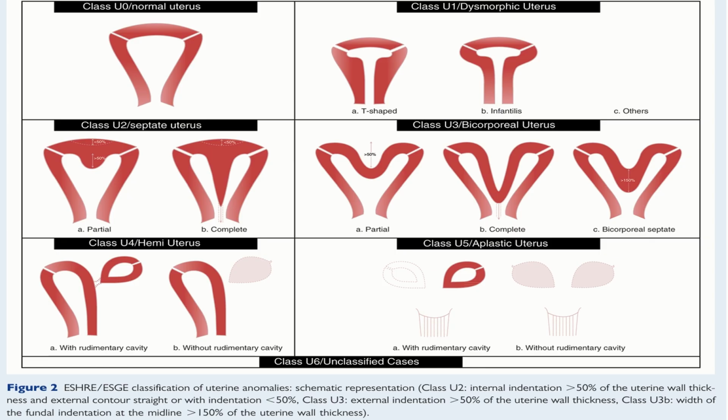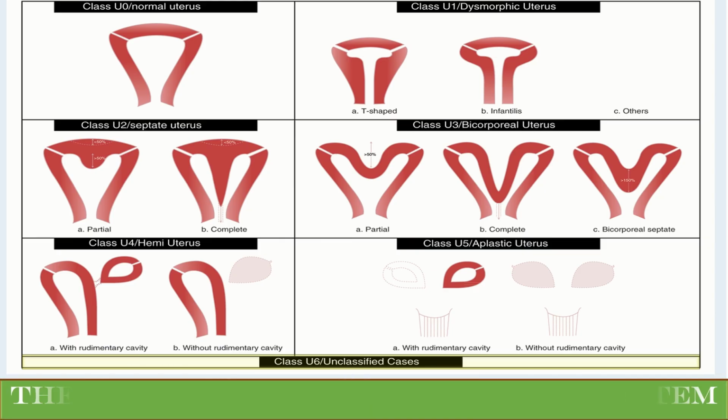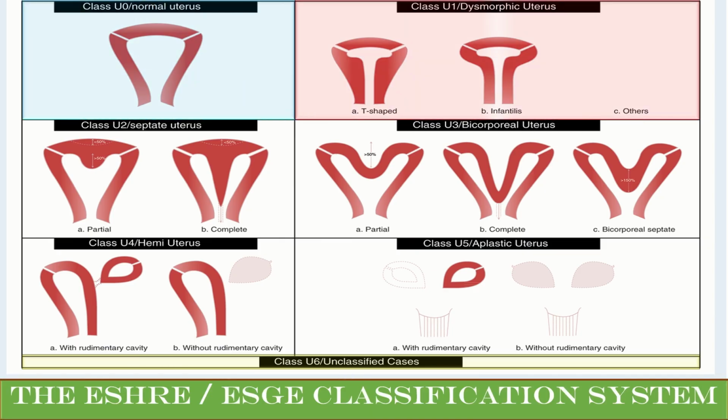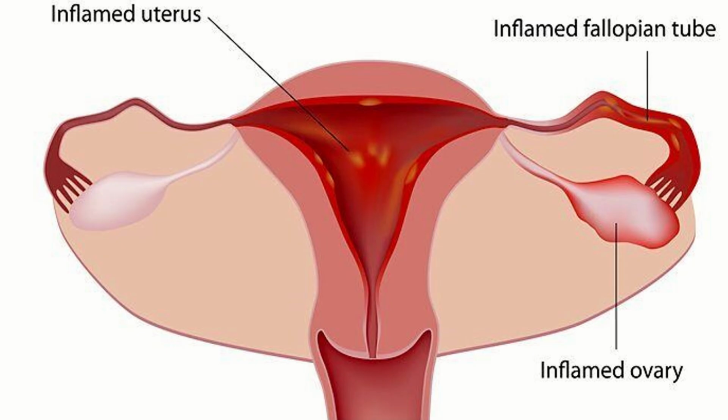Here we have the ESHRE/ESGE classification system, which included class U0 normal uterus. Class U1 included dysmorphic uterus. Class U2 septate uterus. Class U3 bicorporeal uterus. And class U4 included hemi-uterus. Class U5 included aplastic uterus. Design of the new system: main concept.